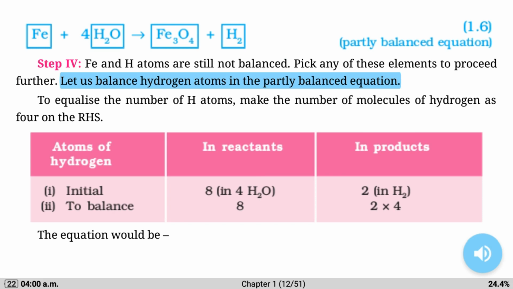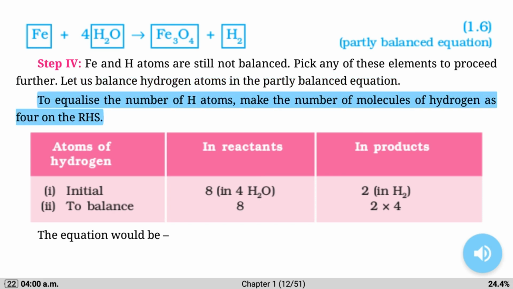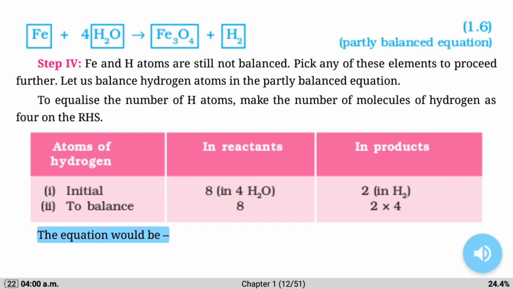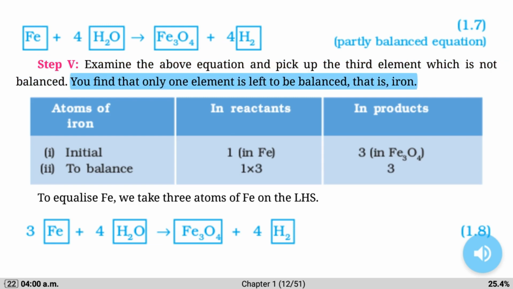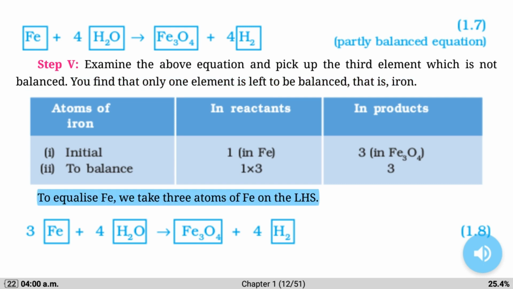Let us balance hydrogen atoms in the partly balanced equation. To equalize the number of H atoms, make the number of molecules of hydrogen as 4 on the RHS. The equation would be: Step V. Examine the above equation and pick up the third element which is not balanced. You find that only one element is left to be balanced, that is, iron. To equalize Fe, we take 3 atoms of Fe on the LHS.